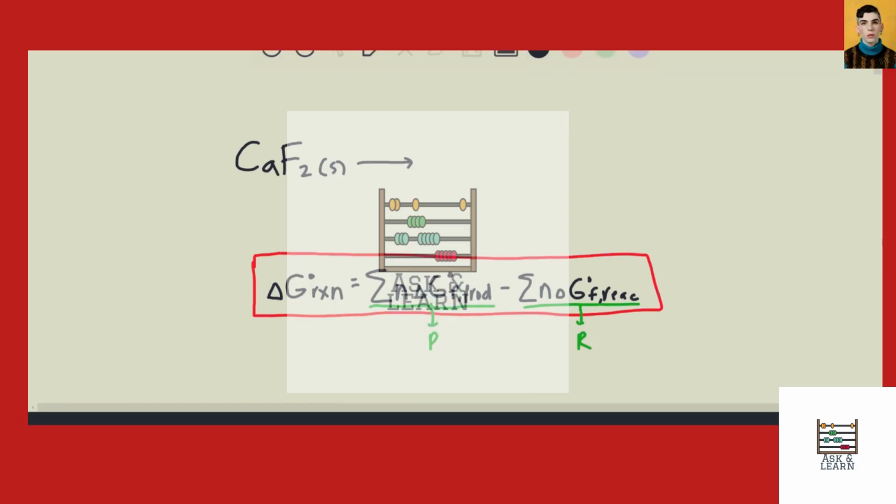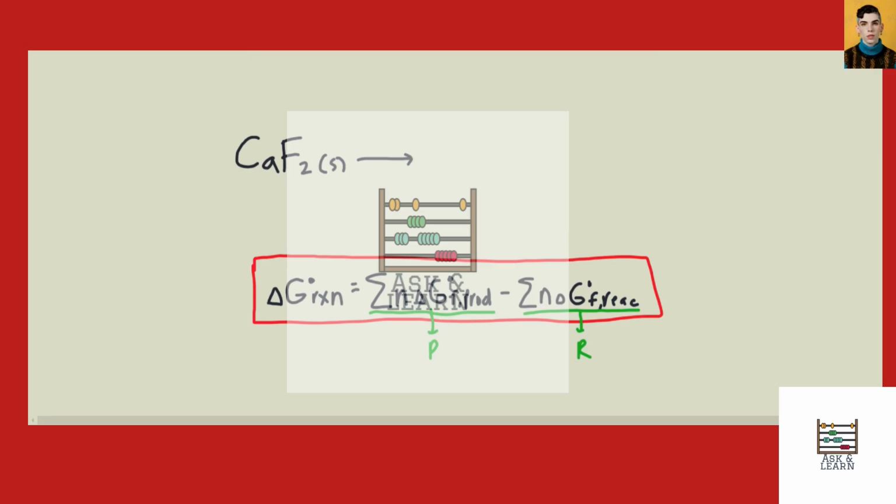In this problem, we need to use information from the appendix in order to solve for the equilibrium constant of the solubility reaction of CaF2.